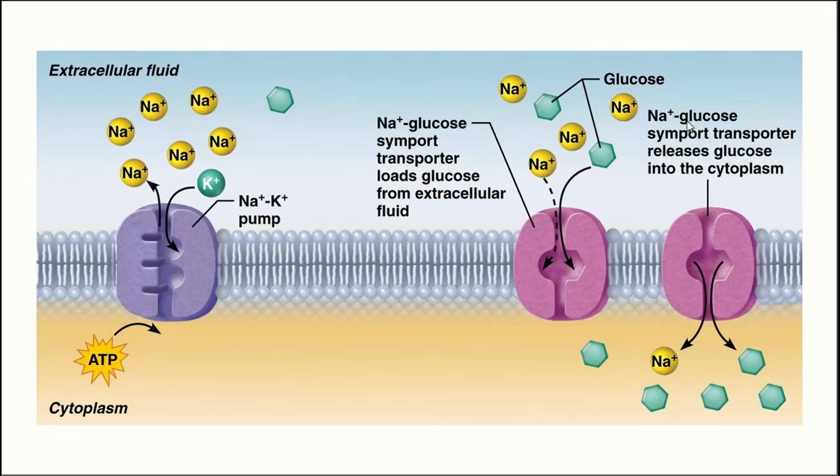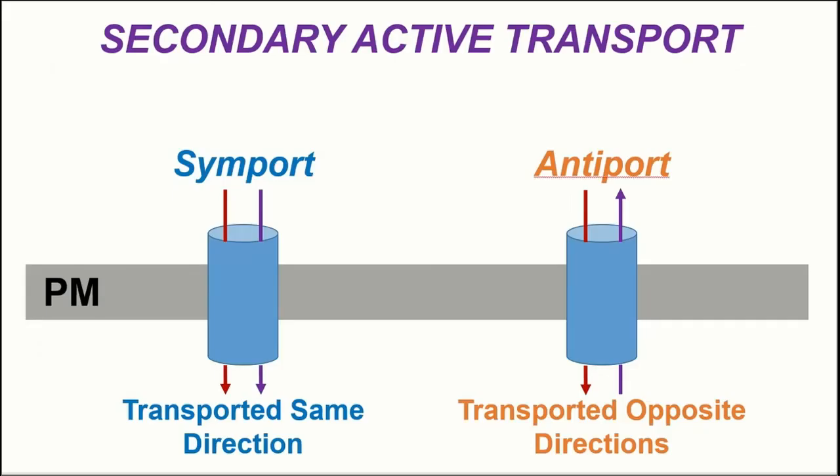And because sodium and glucose are being transported at the same time in the same direction, these are referred to as sodium-glucose symports, because both of these substances are moving in the same direction across the plasma membrane. Glucose isn't the only substance that's transported this way. We also see things like amino acids and many ions that are moved by secondary active transport mechanisms.